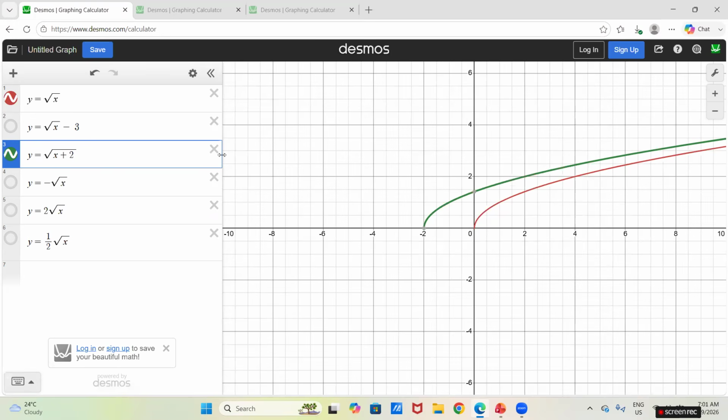Next, look at that one. When I put a -1, it will reflect across the x-axis. Next, when I put a 2, then the graph will experience a vertical stretch. While this one will be a vertical compression. Okay?